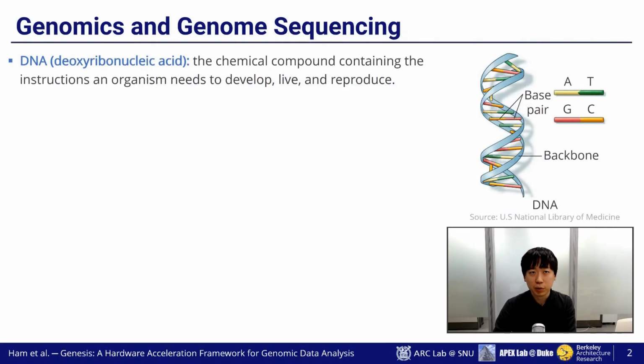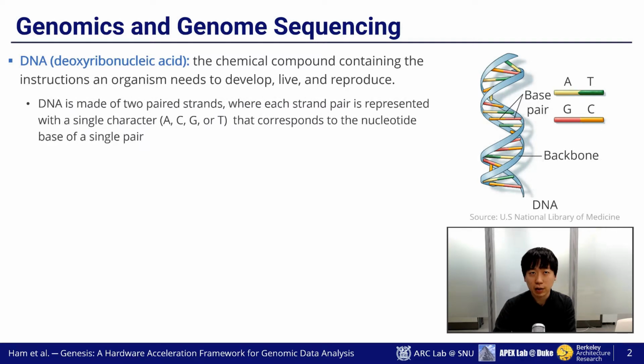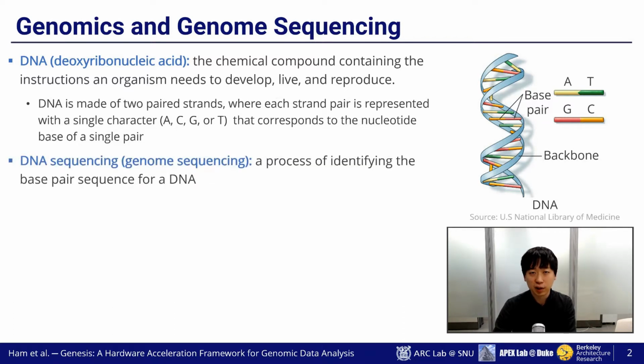As many of you know, DNA is the chemical compound containing the instructions an organism needs to develop, live, and reproduce. As shown on the right, DNA is made of two paired strands, where each pair is represented with a single character that corresponds to one of the paired nucleobases A, C, T, or G. And DNA sequencing, or genome sequencing, is a process of identifying the base pair sequence of a DNA.